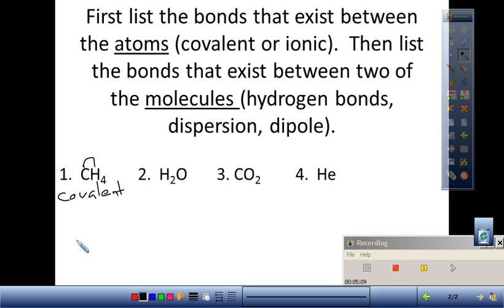My second question says, how is one CH4 attracted to another CH4? Okay, it's going to have dispersions. Always has dispersion forces. Well, there's hydrogen there, so I'm going to have hydrogen bonding. Go ahead and do that same thing with the next three questions.